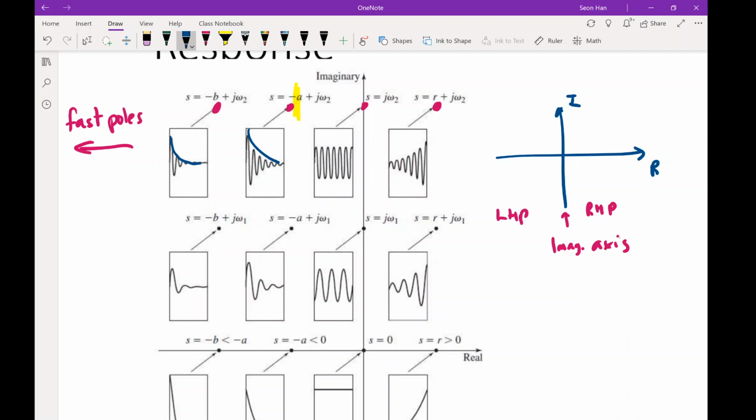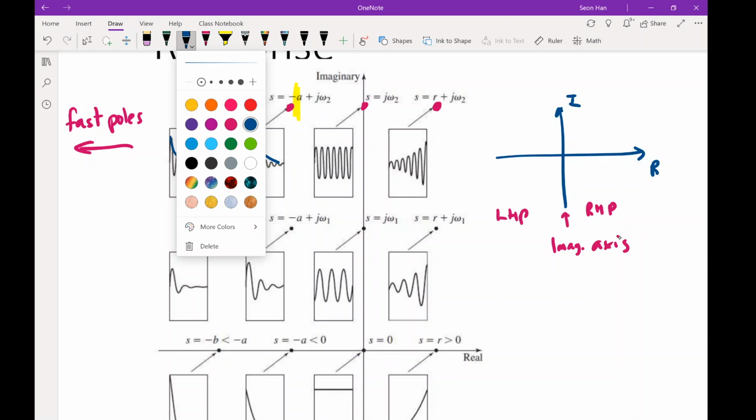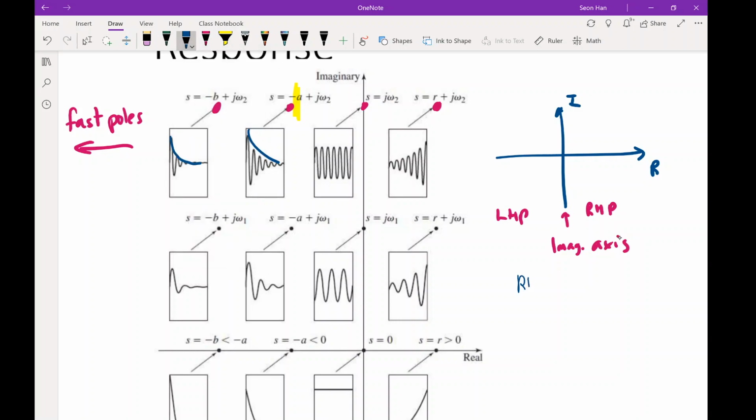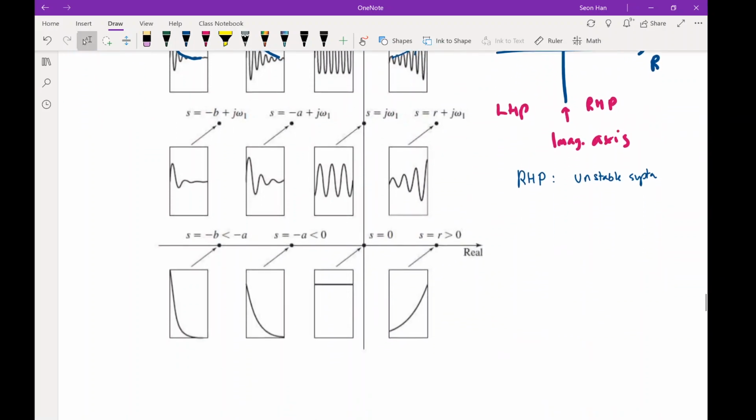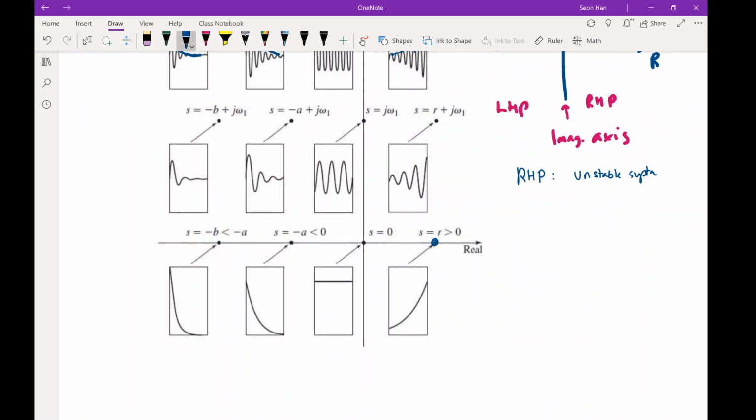Ooh, why is everything so thick? Okay, let me switch over to blue. Okay, here it is. So any poles on the right half plane, you'll have an unstable system. Look at this. If you have an imaginary part, it will oscillate while you're increasing, blowing up, right? How about right here? Same thing, it will just blow up, right?